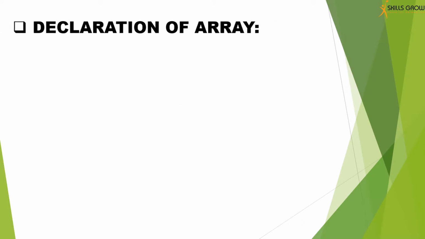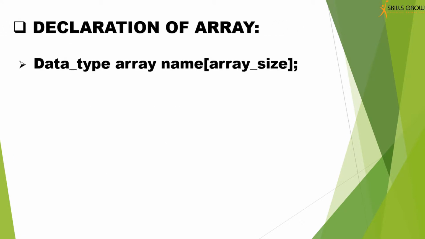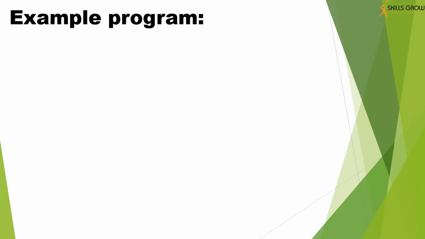Declaration of array. Here is the general form of declaring an array. In the given example, int marks[5], int is the data type, marks is the name of the array, and the value 5 is the size of the array. Here is an example program for declaring an array.